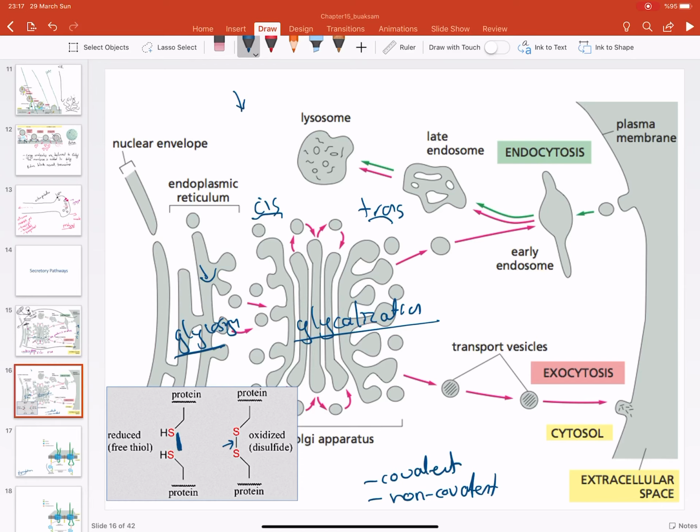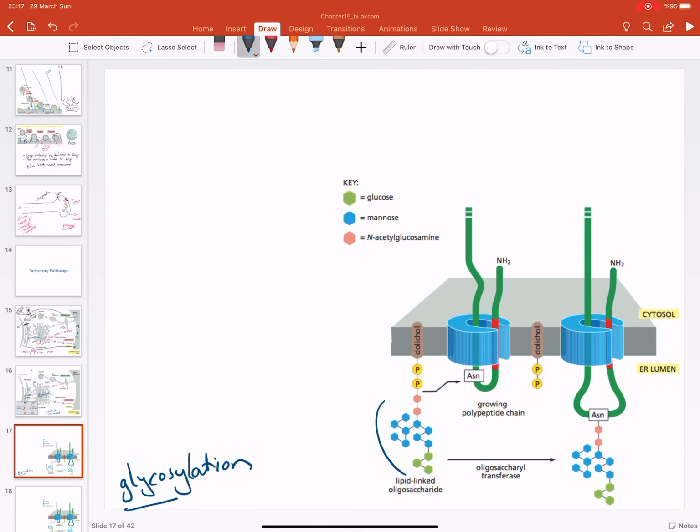So glycosylation is a mark of localization. We can take it like a compass. It shows where you are, or you can take it like Google Maps. Okay. It all starts in the ER.